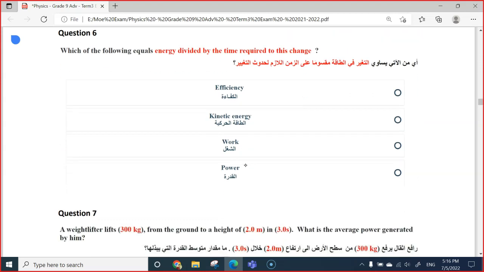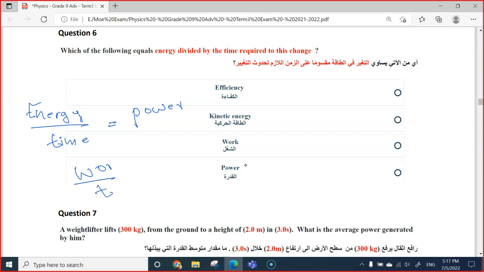Question number 6. Which of the following equals energy divided by the time required for this change? Energy divided by time is called power. The definition of power is the rate of change of energy or the rate of doing work. So we can say power is energy divided by time, or work divided by time, that is equal to power.